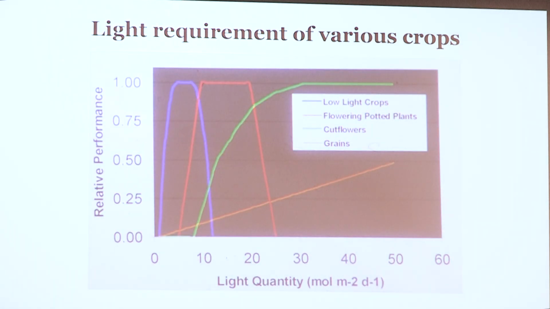So then, how much light does a plant need? Here are also some rough numbers. For example, this is the low light requirement crops, like foliage plants and very small seedlings. And this red line is the potted flowering plants. More light is better up to an optimal range, and if you increase further, it's actually not so good. And then the green line is the cut flowers, or stock plants from which you are taking cuttings. As a general rule, they have a higher saturation.